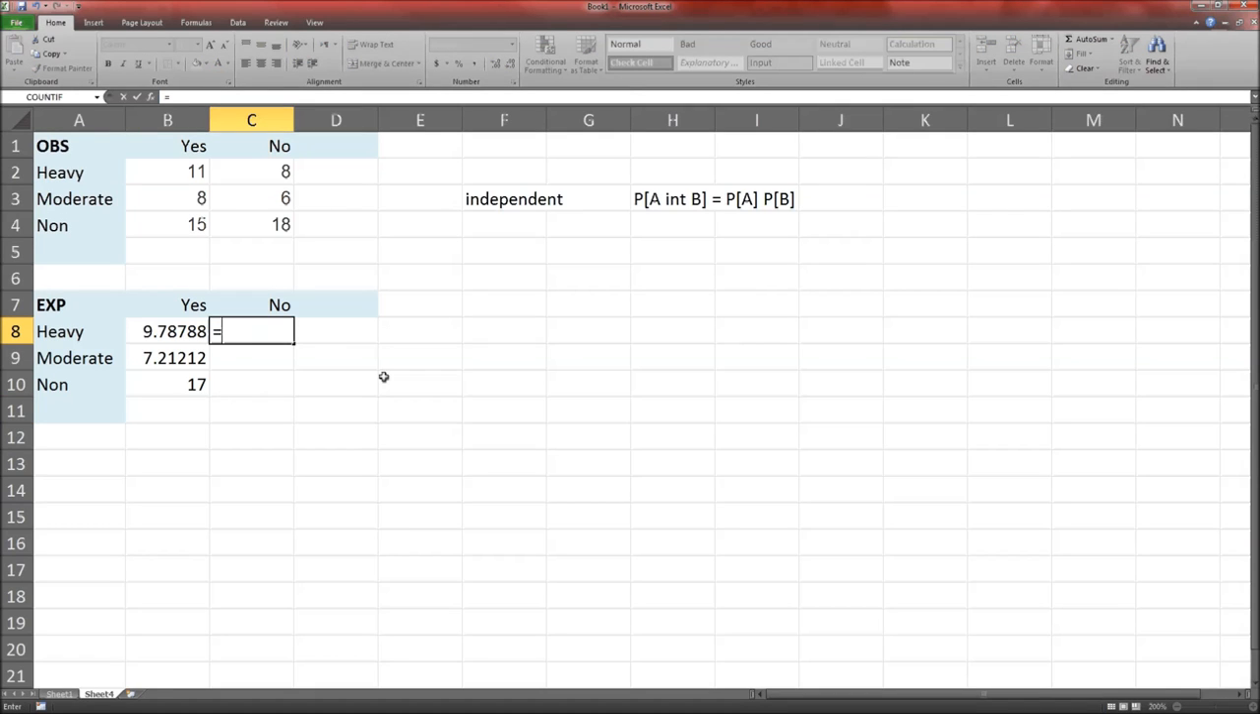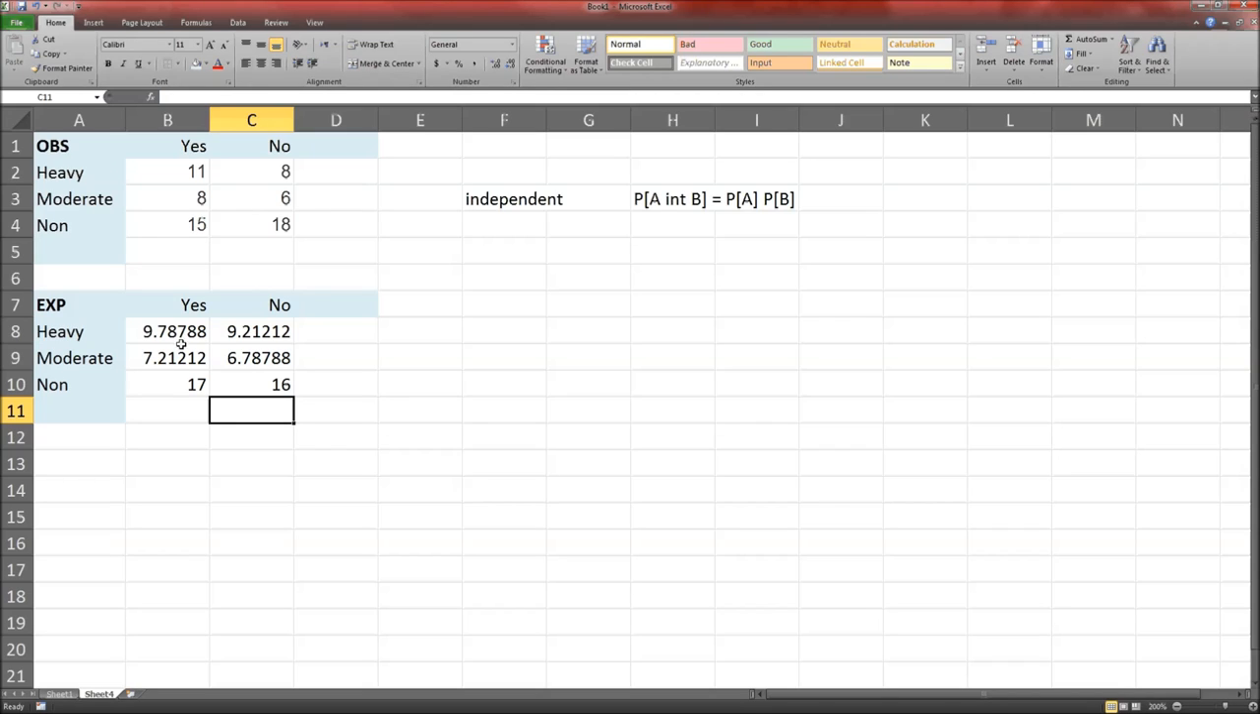This is equal to 19 over 66 times 32 over 66 times 66. 19 because there's 19 heavy smokers, 32 because there's 32 no accident people, and the 66 is because sample size is 66. Then 14 over 66 times 32 over 66 times 66. And 33 over 66 times 32 over 66 times 66.